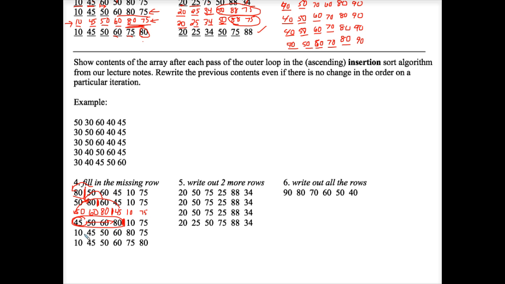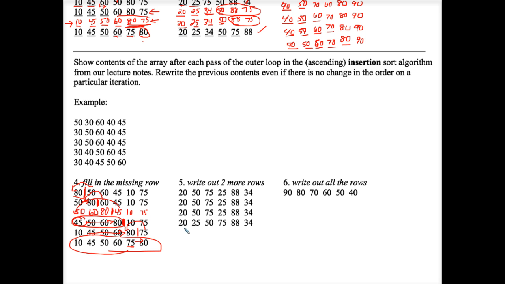The 10 gets inserted to the left of the 45, shifting all four of these numbers here to the right. And now that's where it belongs, the 10. The 75 needs to be inserted in between the 60 and the 80. So that shifts the 80 to the right, and that's where the 75 belongs. We are now sorted from low to high, which was the goal.